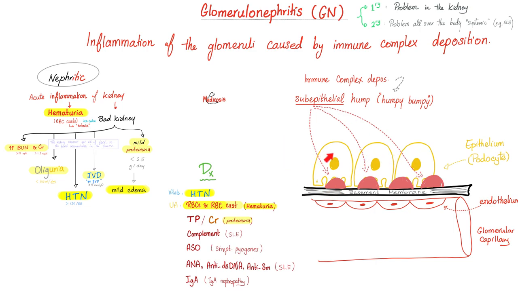Please remember that in case of acute post-streptococcal glomerulonephritis, the ASO might be positive or might be negative, depending on what? Depending on whether the infection started in my throat or in my skin. Please watch my original acute post-streptococcal glomerulonephritis video to know more.